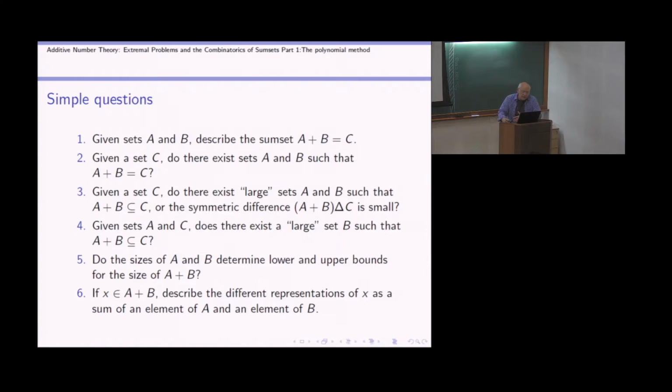If you have 2 sets A and B, can you find in some way lower and upper bounds for the size of the sum set? Or if you take an element in the sum set, maybe you have different ways to write it, different representations. And what can you say about the representation function? All of these are very simple questions, and in all of these questions there are a small number of results and a large number of things which no one has any idea how to deal with, but there are natural questions, there are simple questions.